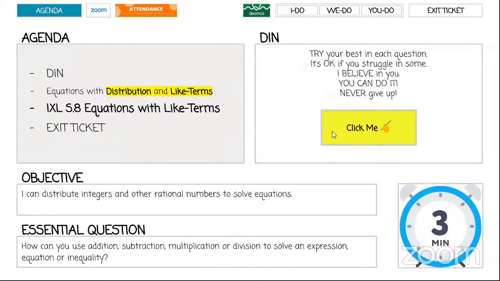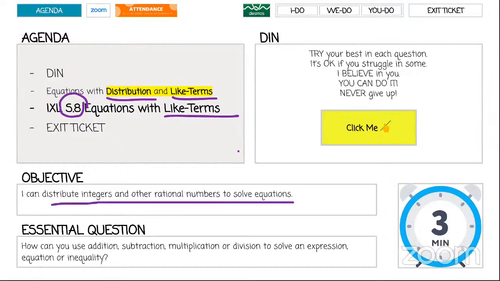Okay. So today, good morning, everyone. Today we're going to talk about equations again, but it's a different one now. It's equations with distribution and like terms. And there is one IXL. It's a new IXL, by the way, equations with like terms, okay? And then today's objective is: I can distribute integers and other rational numbers to solve equations.